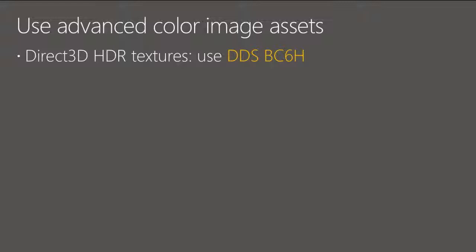Our last topic is image assets. You have a few options depending on your needs. If you need a highly runtime-optimized texture format for your assets, you should consider using the BC6H compression method for DDS. BC6H supports half precision float, and it is natively supported on all modern GPU hardware.